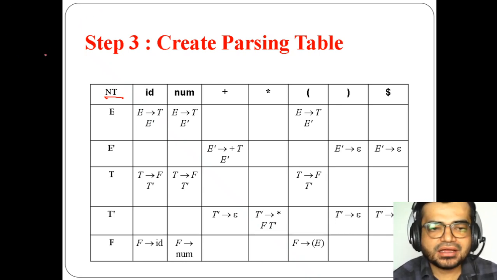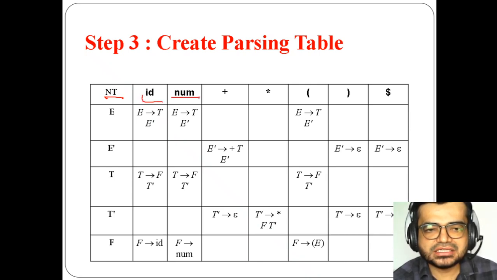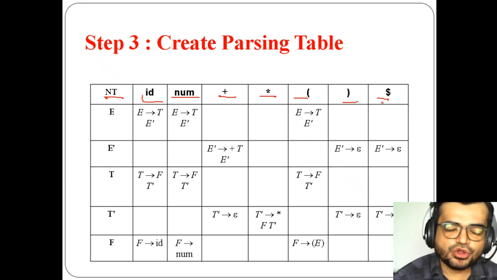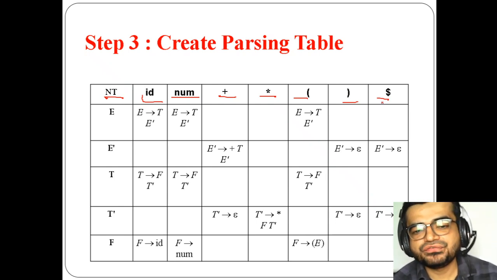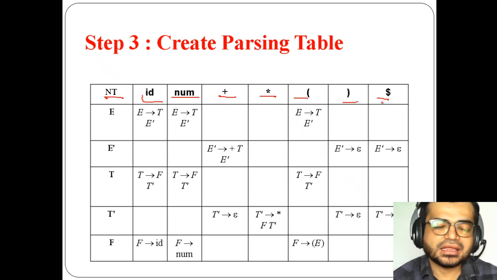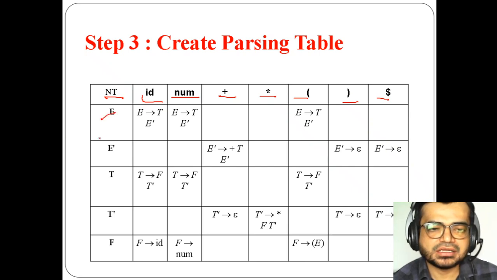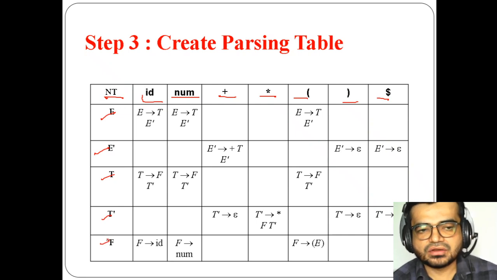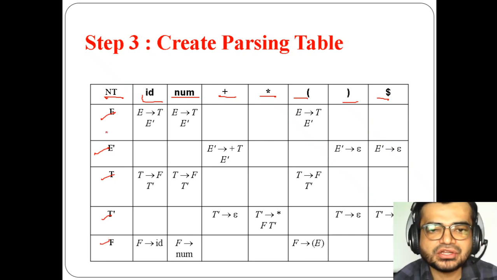So here all are tokens: id, num, plus, multiplication, opening bracket, closing bracket, and dollar symbol. So these are the set of tokens, and these are the non-terminals: E dash, T dash, T dash, and F. Now what we need to check is how we need to create the parse table. That's a very important point which we need to learn right now.